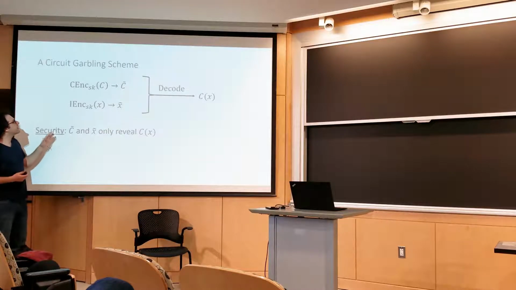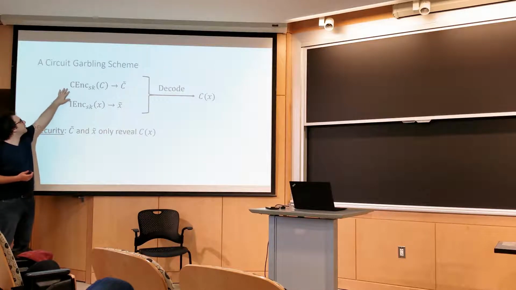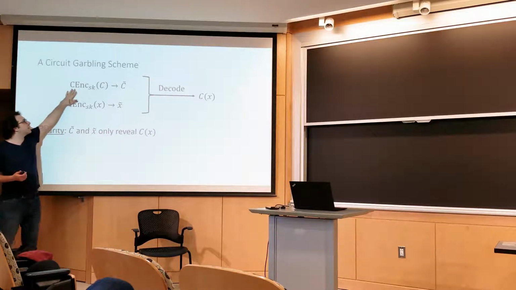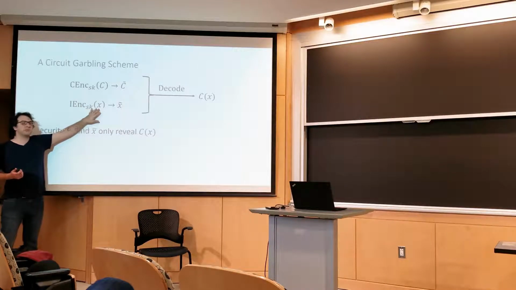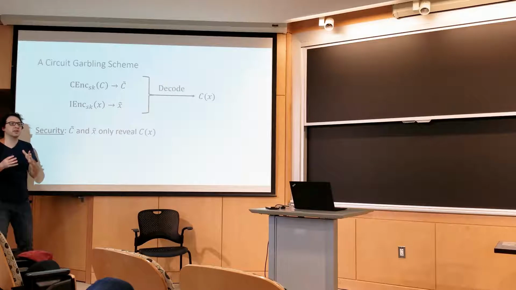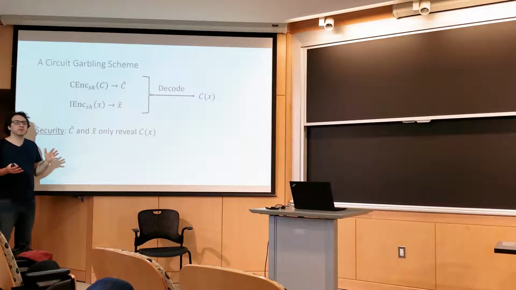Another thing that is important to notice here is that even though the encoding of the circuit and the input share the same secret key, they are different algorithms. This algorithm only sees the circuit. This algorithm only sees the input. There's not one algorithm that sees the circuit and the input and produces these encoded values. And that's going to be important, in fact.